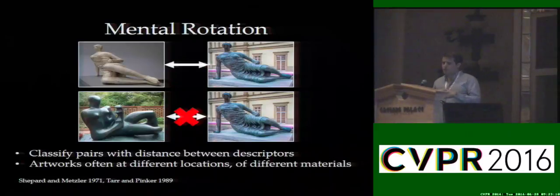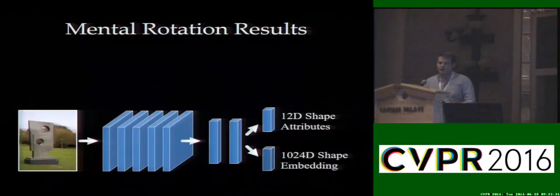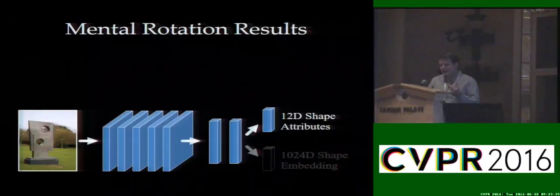Specifically, we're going to just classify pairs of images using distances in a feature space, and we're going to use that as our sort of assessment of the feature space. And you should remember that artworks often appear at different locations and are made of different materials, so the background changes. And so the 3D shape remains the same. Now, if we take our full method, as I described, you should actually be pretty good at this task, because the shape embedding loss should force a representation to be good at this. But what we can also do is take the attribute loss itself and just use that to train the model. And we can see what happens to the feature space representation and how well it performs.